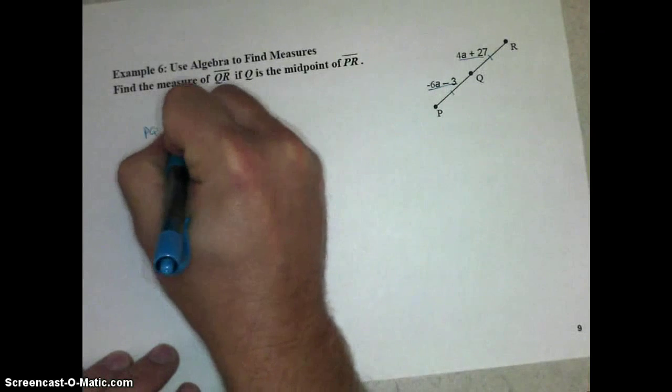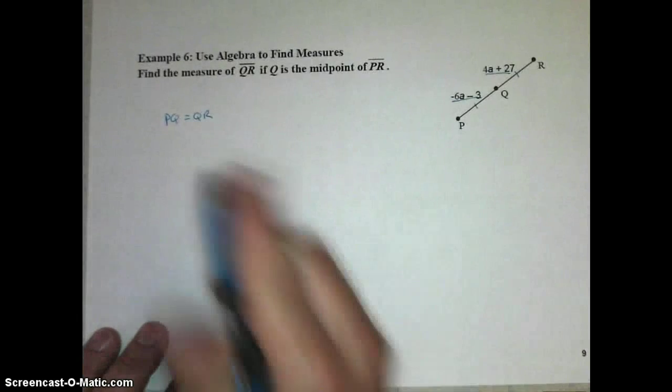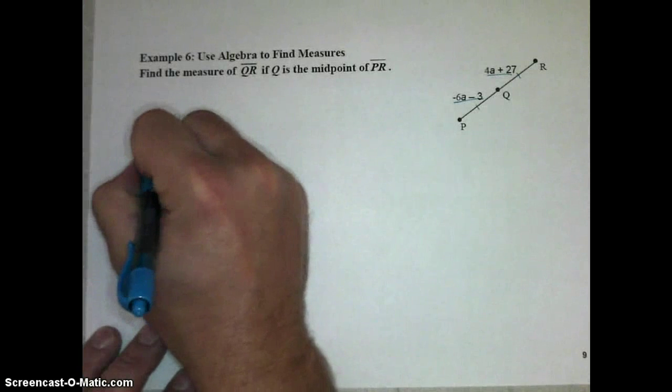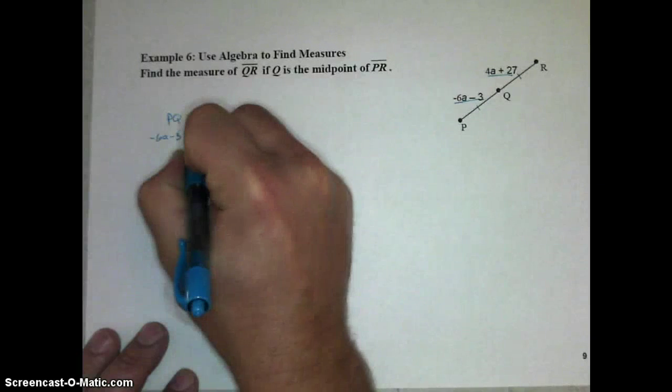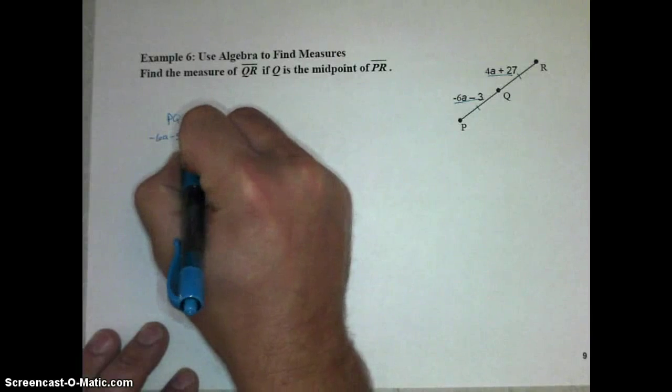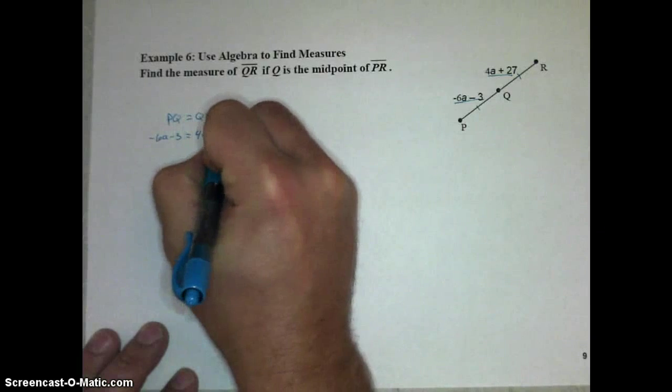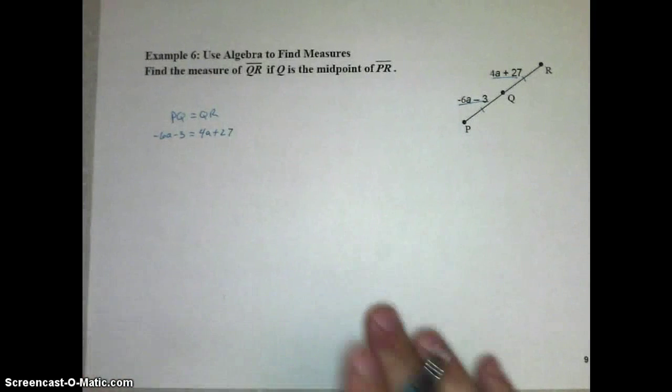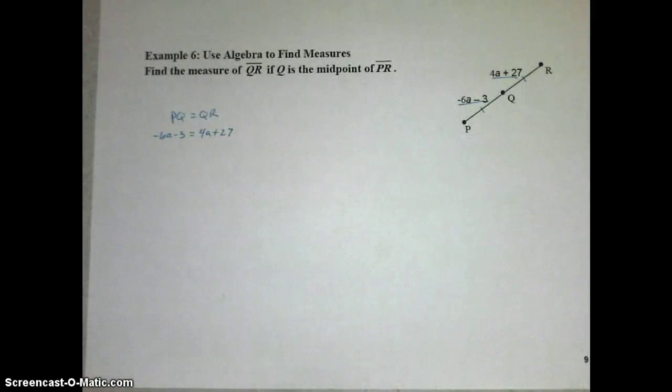PQ has to equal QR. And then I just plug in what I need to know. PQ is -6a minus 3, and that must equal 4a plus 27. And now all I have to do is solve that equation for a. So why don't you do that on your own? Pause the video to give yourself enough time to do that.